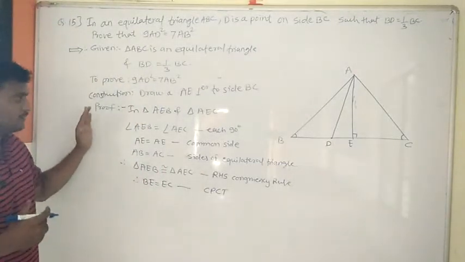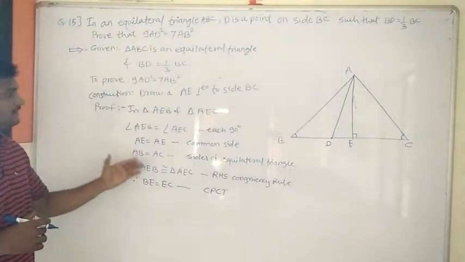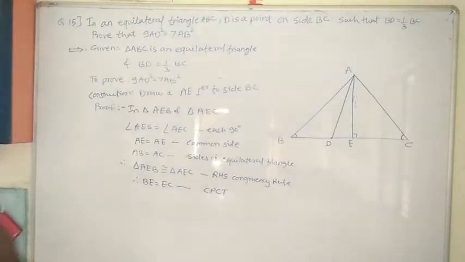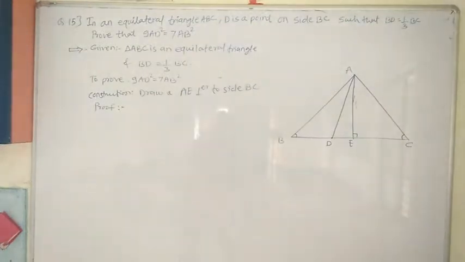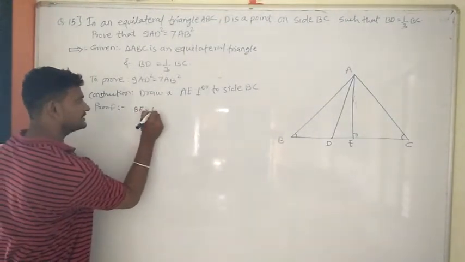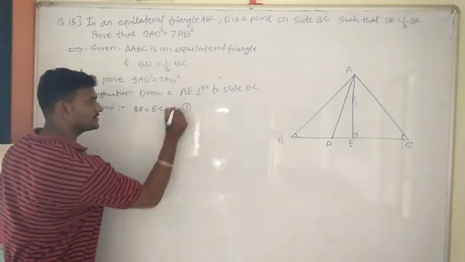Now, first of all, copy down this, and after that, I will give another proof also. Next steps. First of all, copy down this. Here we got BE is equal to EC. Mark it as equation number 1.